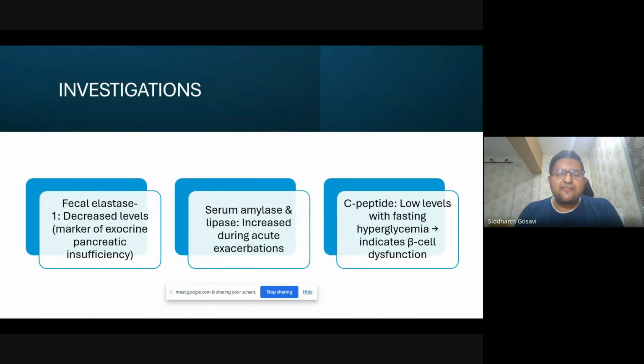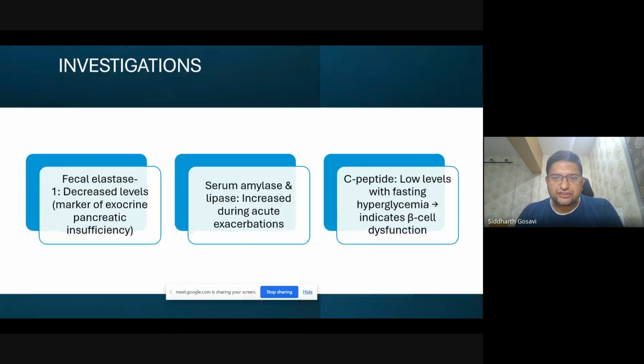So the key investigations in FCPD are reduced levels of fecal elastase. It's a marker of exocrine pancreatic insufficiency. Amylase and lipase will be elevated. Recurrent chronic pancreatitis, very common. C-peptide levels are low, with fasting hyperglycemia, which indicates beta cell dysfunction.